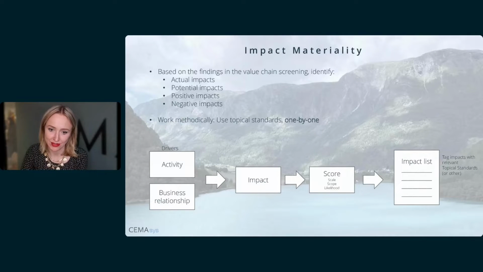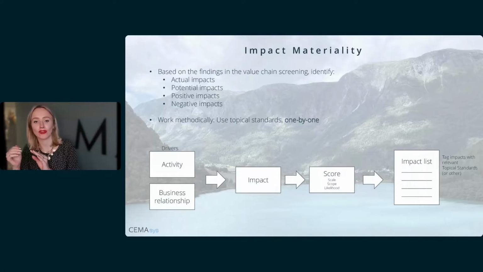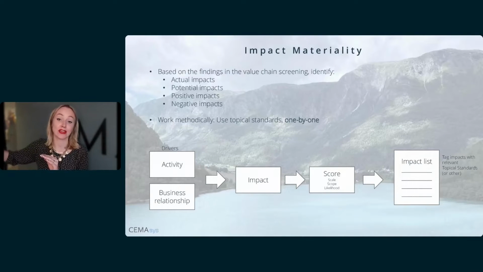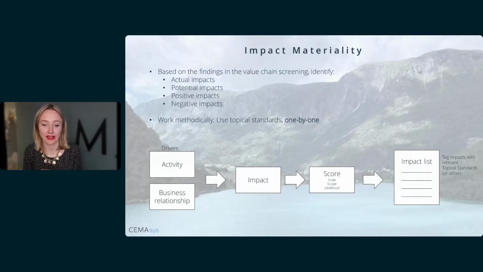So based on the findings in the value chain screening, you identify actual impacts, potential impacts, positive impacts, and negative impacts. So again, here we need to work methodically. So use all the topical standards, go one by one, and actually do the work for each one of them. And then after you've completed that, you can do any company-specific things that you have come across that are not covered by ESRS. So in terms of how impacts work, we have the drivers of the impact, and that's why we need to identify the activities and the business relationships, because these are the drivers for any impact.